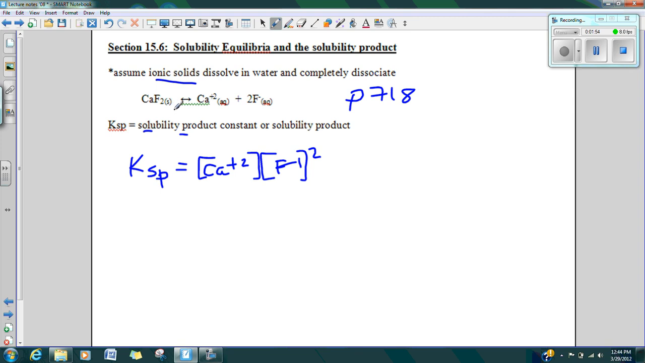But what we need to notice here is that we have our reactant, which is a solid. That should ring a bell to you that we have not included any solids all along in our equilibrium expressions, and that's not going to change here either.